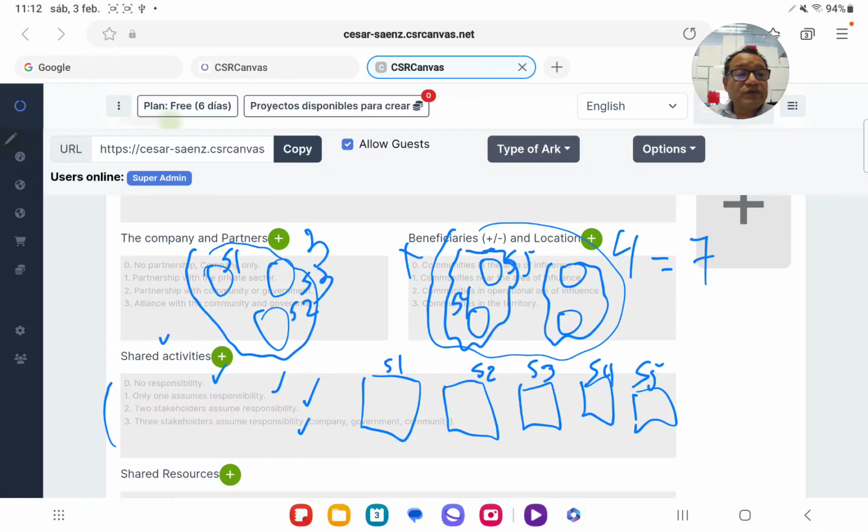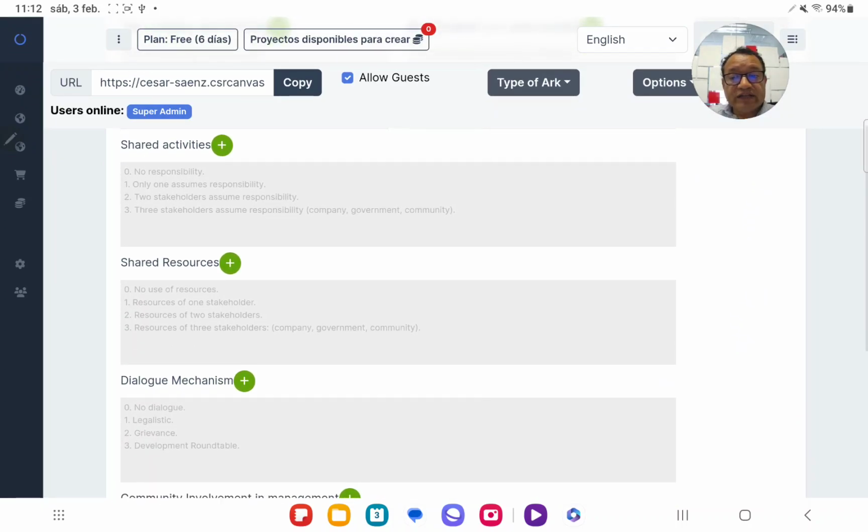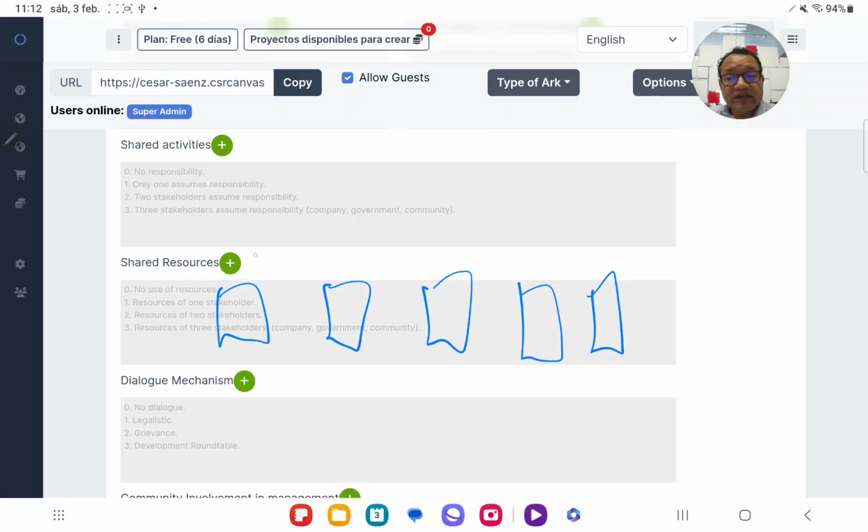And then let's continue with the next one, share resources and dialogue mechanism. Okay, as I said before, you have identified 5 stakeholders. You will say, okay, now please, could you share resources? Because maybe the company, of course, will fund some activities, but also the community can participate, can contribute with some resources. By resources, I mean money.